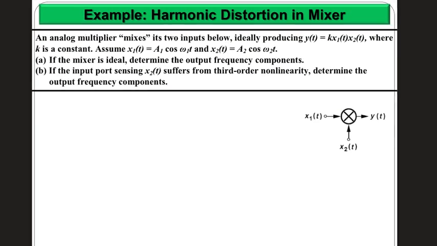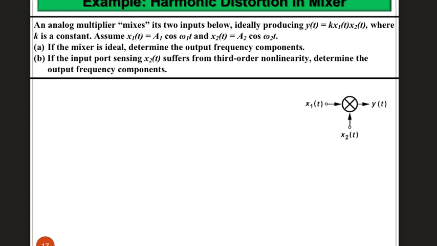Here is an example. Consider this mixer where you have x1 and x2. x1 is a1 cosine omega 1t, x2 is a2 cosine omega 2t. So you have two cosines going into this mixer. The mixer is simply multiplying the two signals together.